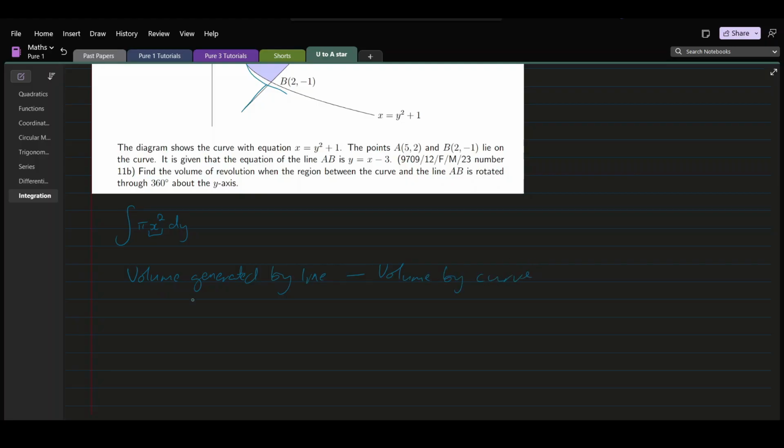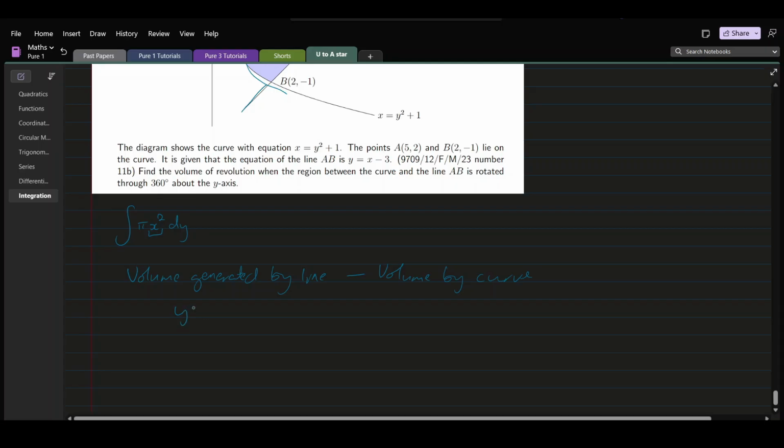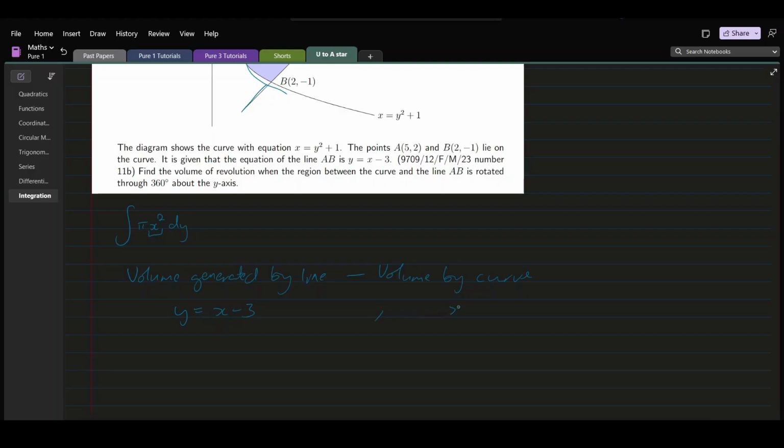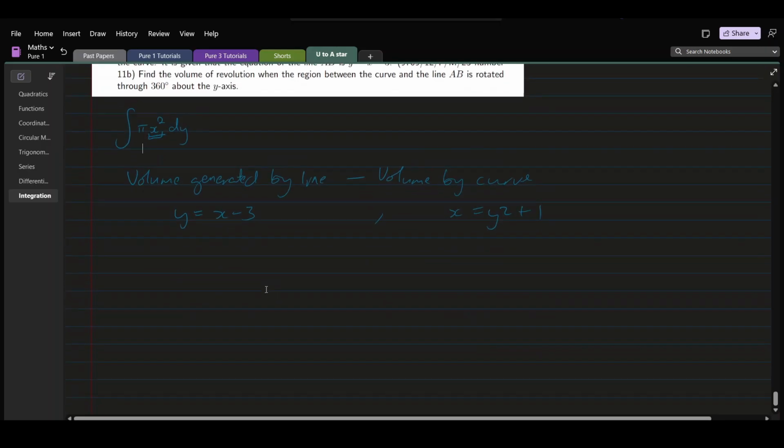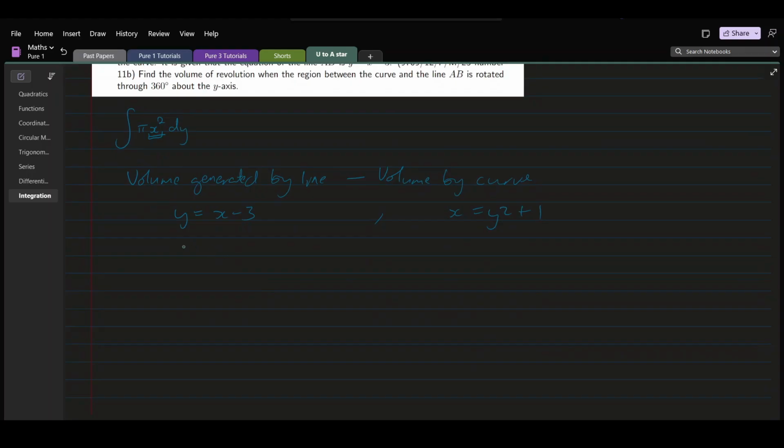And we're going to use the same formula, the integral of pi x squared with respect to y. So the equation of the line is y is equal to x minus 3, and the equation of our curve is x is equal to y squared plus 1. You notice that we have x squared in our formula, so that means we have to make x squared the subject of the formula for both equations.